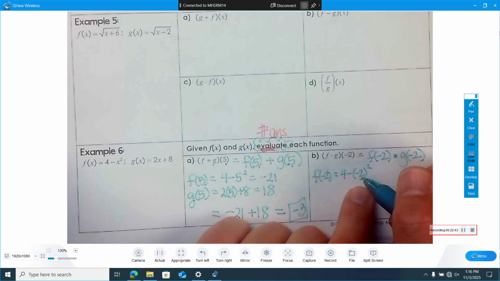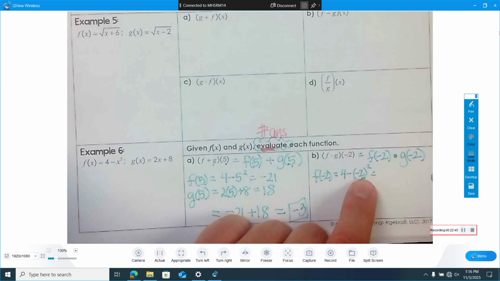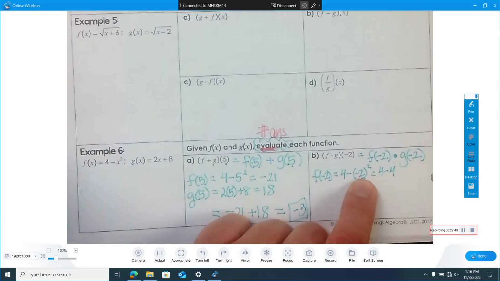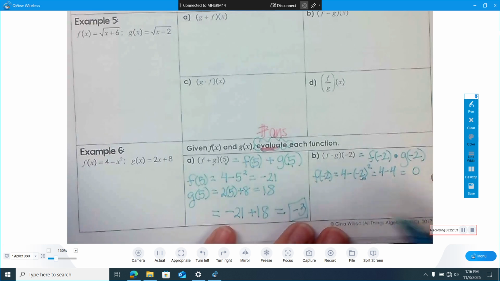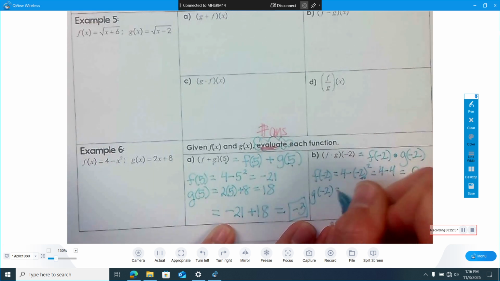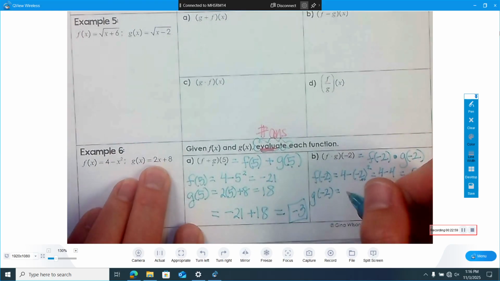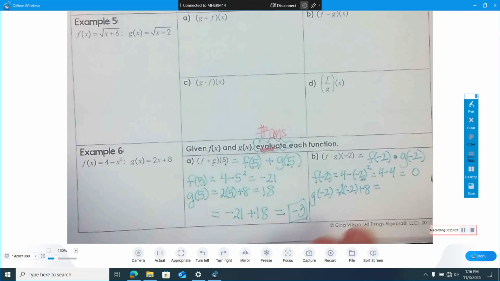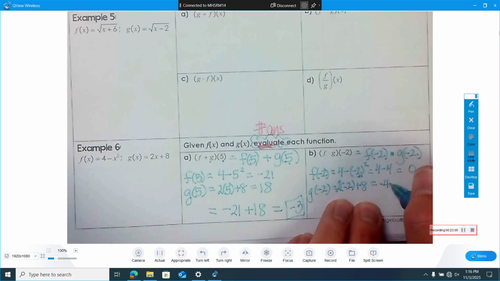This is negative 2 quantity squared. What is that? 4. Yeah, positive 4. So we have 4 minus the 4, which is going to give us 0. And that's just the first thing. And then g evaluated at negative 2. Let's see, that's 2 times negative 2 plus 8. 2 times negative 2 is negative 4, plus 8, which is 4.